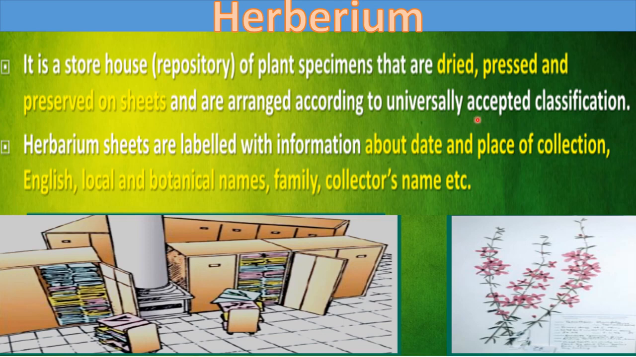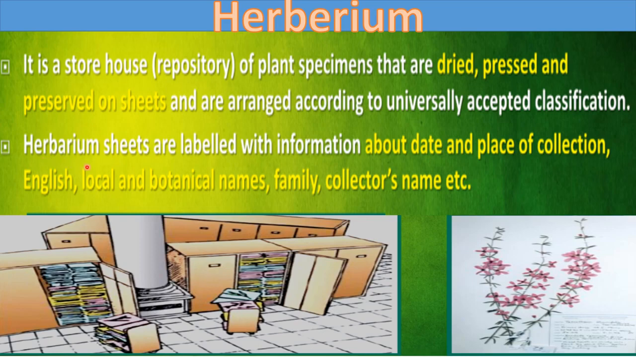according to the universally accepted classification. So what is universally accepted classification? In which many things are written about the plant which you are collecting. So these dried and pressed specimens of the plants are preserved on the sheets here.